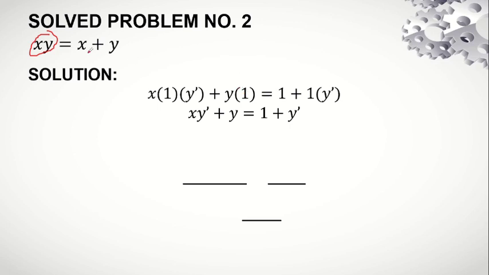Equals, now find the derivative of the right side: the derivative of x is 1, plus the derivative of y, which is 1, times y prime. Now you are going to simplify. So x times 1, plus x times y prime, gives xy prime, plus y times 1 is y. This equals 1 plus 1 times y prime, which is y prime. Next.